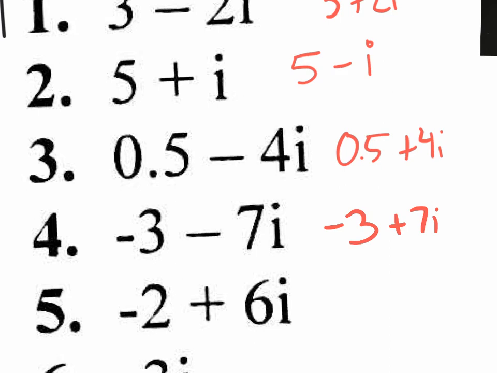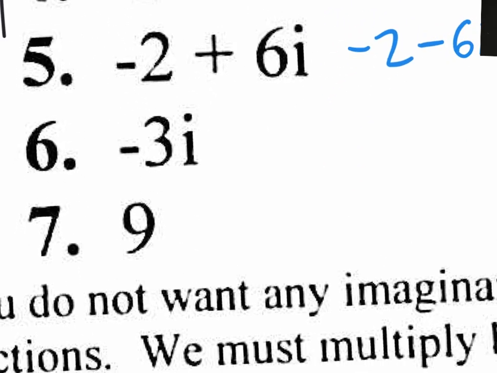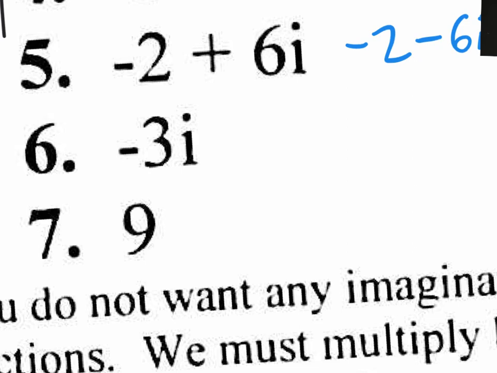Okay, number 5. What's my answer going to be on number 5? Negative 2 minus 6i. Okay, I shouldn't have said answer. This is just the complex conjugate. It's not like we're solving. Right here, what would the complex conjugate be? Positive 3i, right? It's like if you had a 0 as the real part and you change this. So it'd be a positive 3i. How about the last one? You're only changing the imaginary. So that 9's not imaginary. That's just going to stay 9.